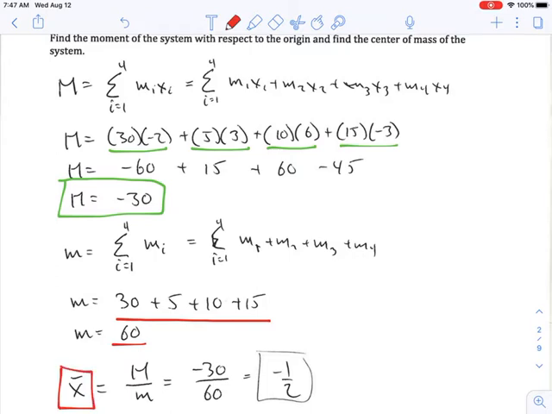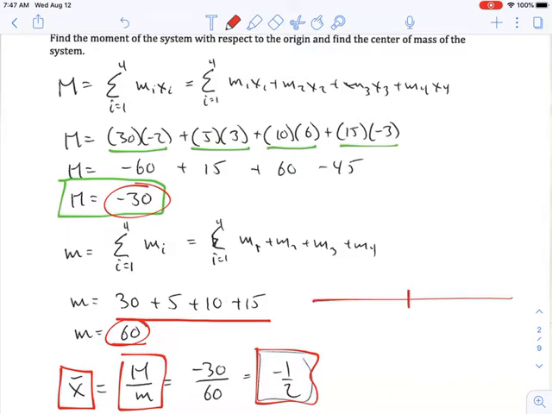So then the fulcrum, x bar, is capital M, the total moment, divided by the total mass, which is negative 30 divided by 60, or negative 1/2. So that means that the fulcrum, if you were thinking of this as an x-axis, would be at the point negative 0.5. Right? So here's 0. So the fulcrum is going to be just to the left of x equals 0 to balance these 4 masses. Alrighty.